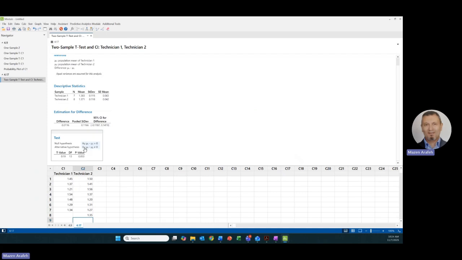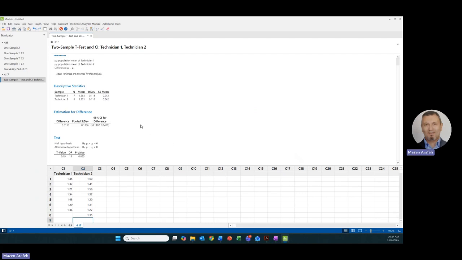So now let's first go to part A, which is the hypothesis testing. We have here mu1 minus mu2 is equal to 0 versus the alternative mu1 minus mu2 is not equal to 0. The t value is 0.19, and the p-value is 0.85. Again, since the p-value is greater than alpha 0.05, we fail to reject H0 and therefore conclude that the two means are equal. Therefore, the two technicians perform equally well.